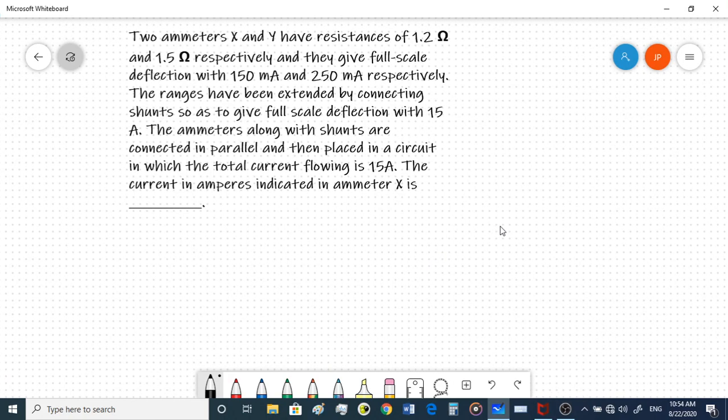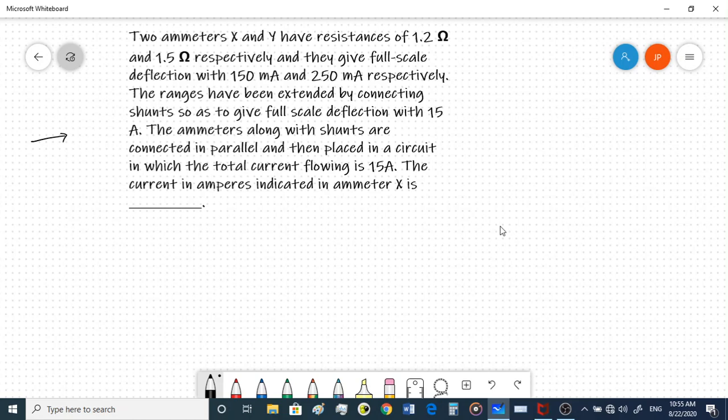So the first question here, let's look at it. Let's read the question once. It's very important to understand the question, so only then will you be able to analyze and solve this question easily. So let's look at this question.